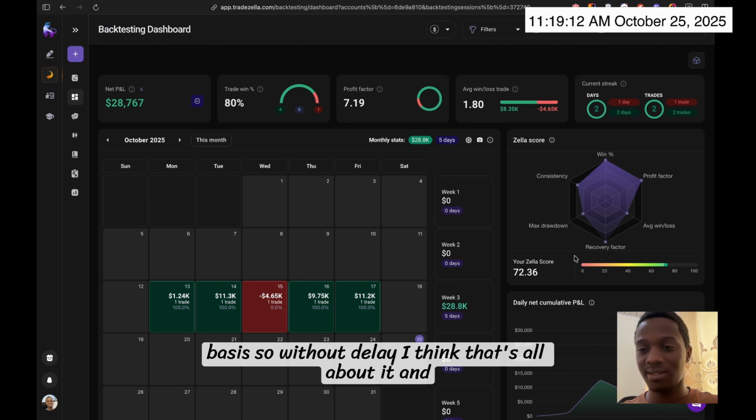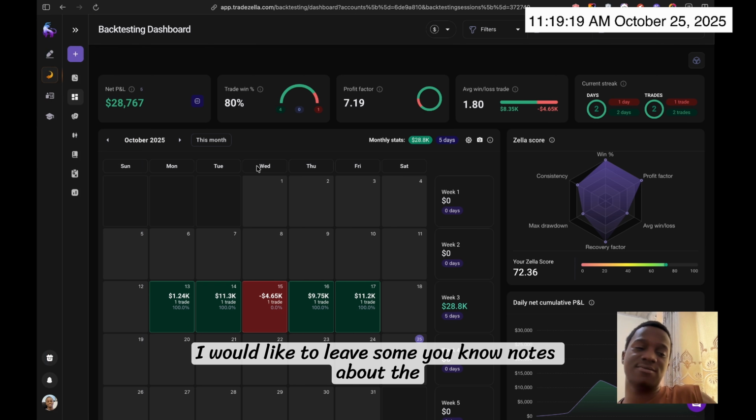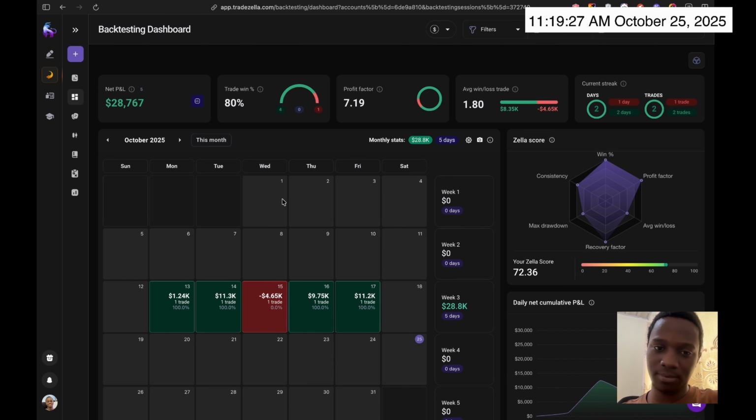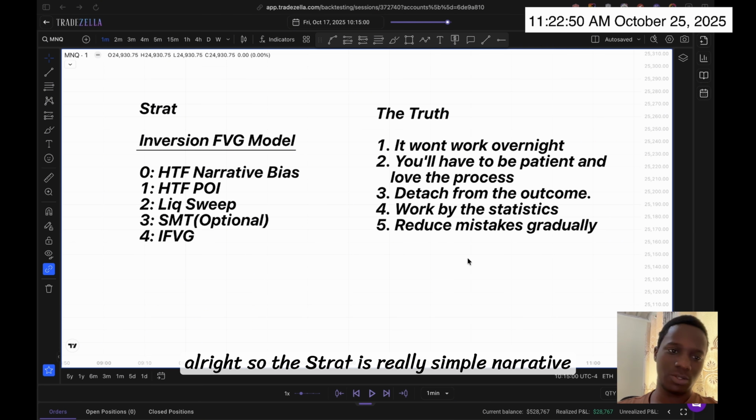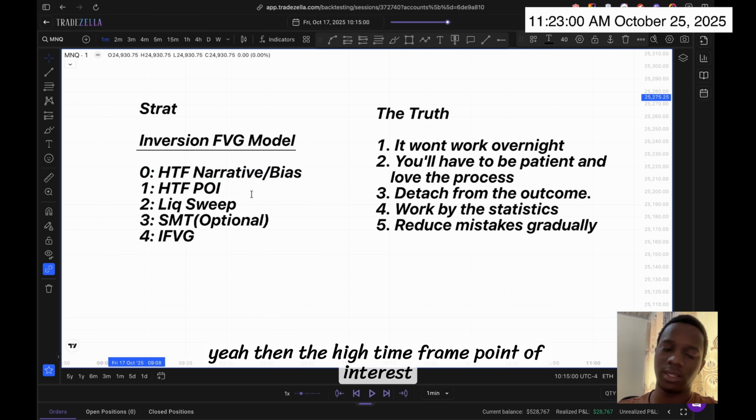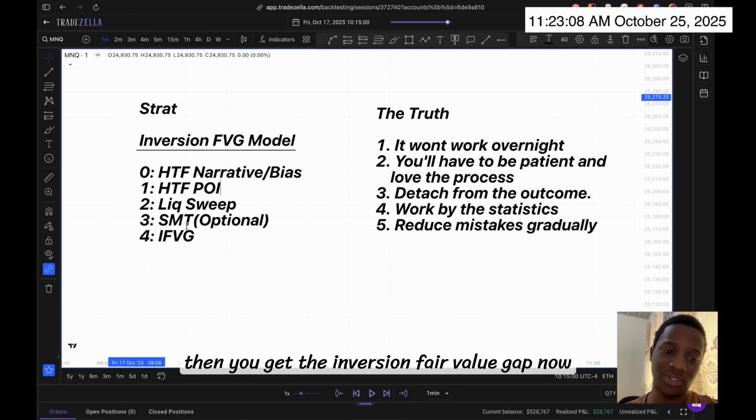So without delay, I think that's all about it. And as takeaway, I would like to leave some notes about the strat and some psychology based notes. Right, so the strat is really simple: narrative / bias, then the high time frame point of interest, the liquidity sweep, SMT, which is obviously optional. Then you get the inversion fair value gap.